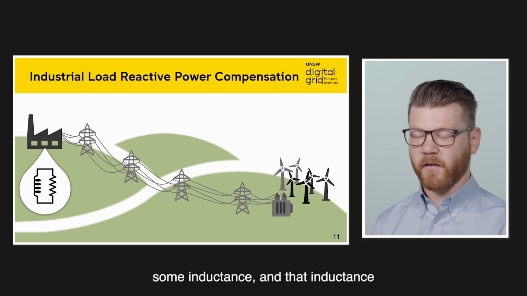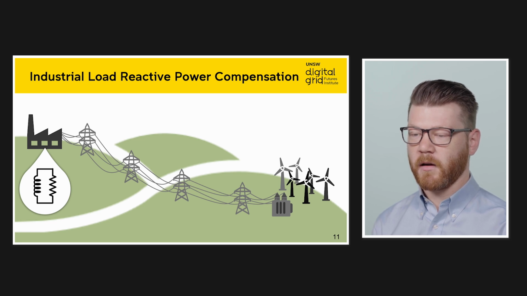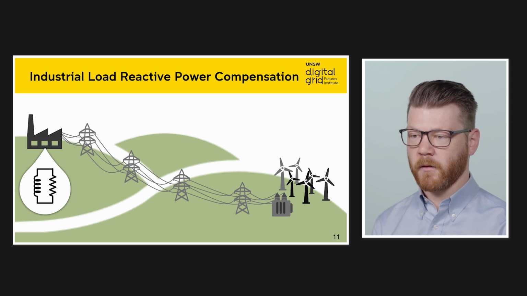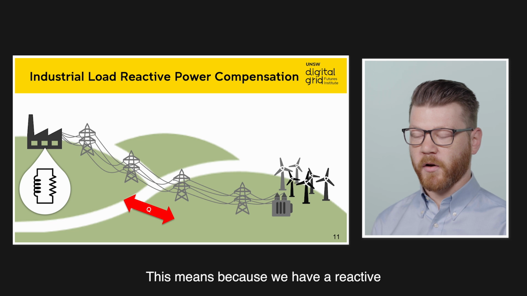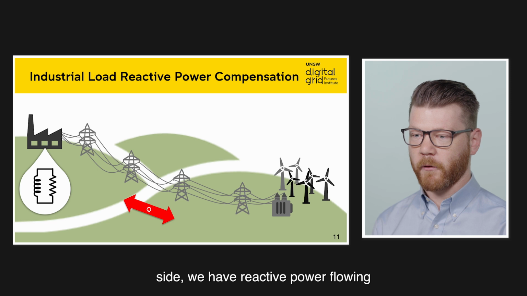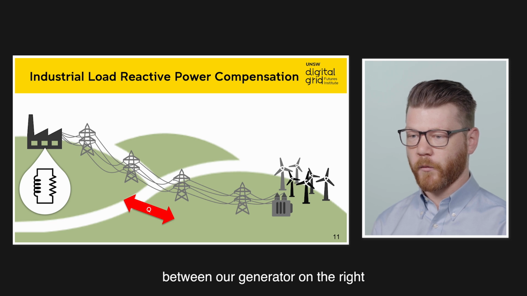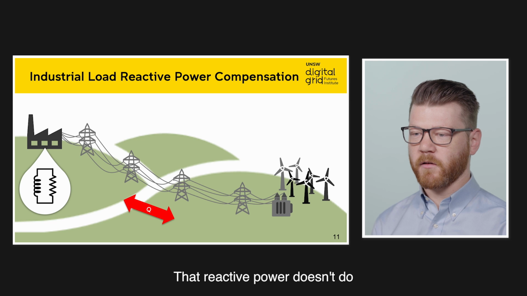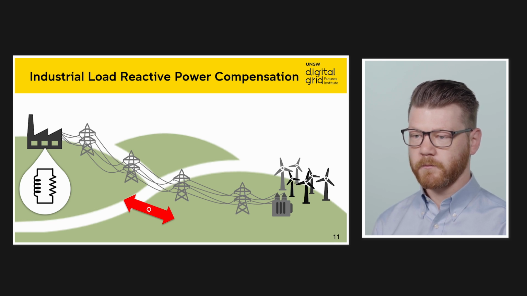And that inductance might represent, for example, induction machines or HVAC or IT equipment, and the resistance represents the proportion of the load that is real, the part that the consumer pays for. This means because we have a reactive component to our load on our industrial side, we have reactive power flowing between our generator on the right and our consumer on the left. That reactive power doesn't do work, but it still needs to flow in the transmission network.